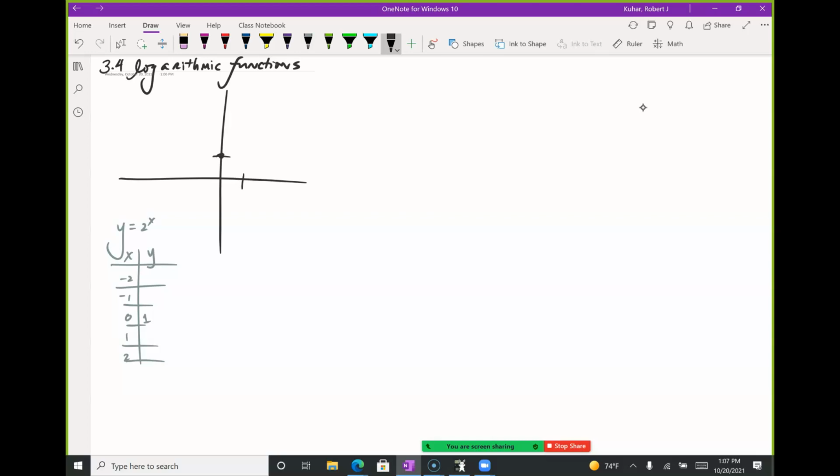When I plug in 1, I get 2 to the 1, which is 2. So I get the point (1, 2). Is everybody with me? When I plug in minus 1, I get 2 to the minus 1, or 1/2, right? And there's a pretty good version of my exponential function y equals 2 to the x.